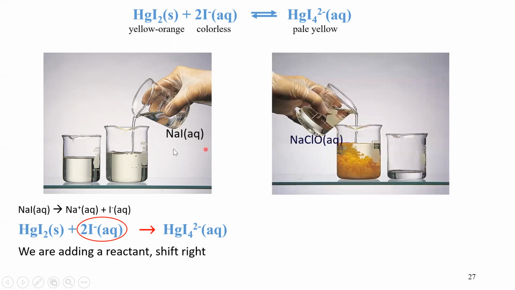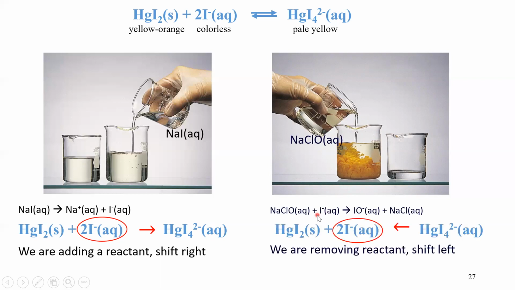Now, let's say that we have this system and it's at equilibrium, and we add sodium hypochlorite. Well, the sodium hypochlorite that we add reacts with the iodide in our system at equilibrium. So essentially what it does is it removes iodide from the system.